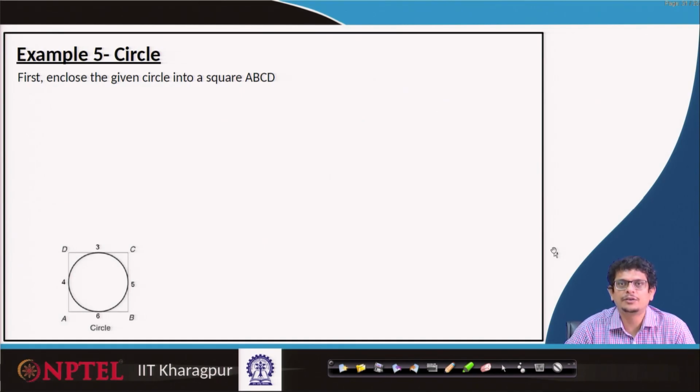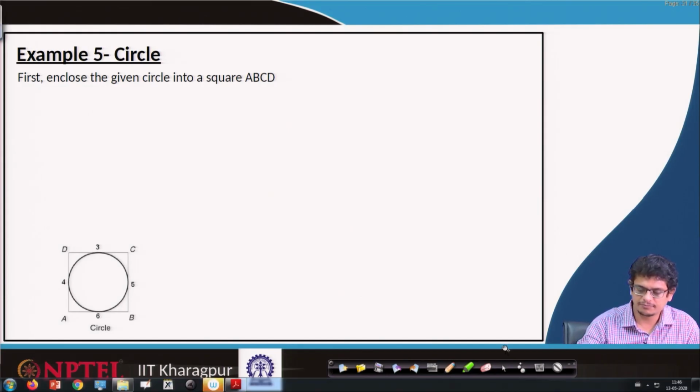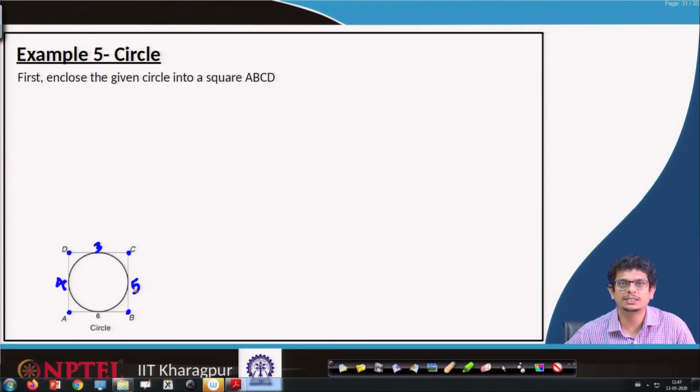How to do that for a circle? Let us learn that. The first step is always to enclose the circle in a rectangle. Now, wherever these intersections are there with the circle, name them as points 3, 4, 5 for the circle.